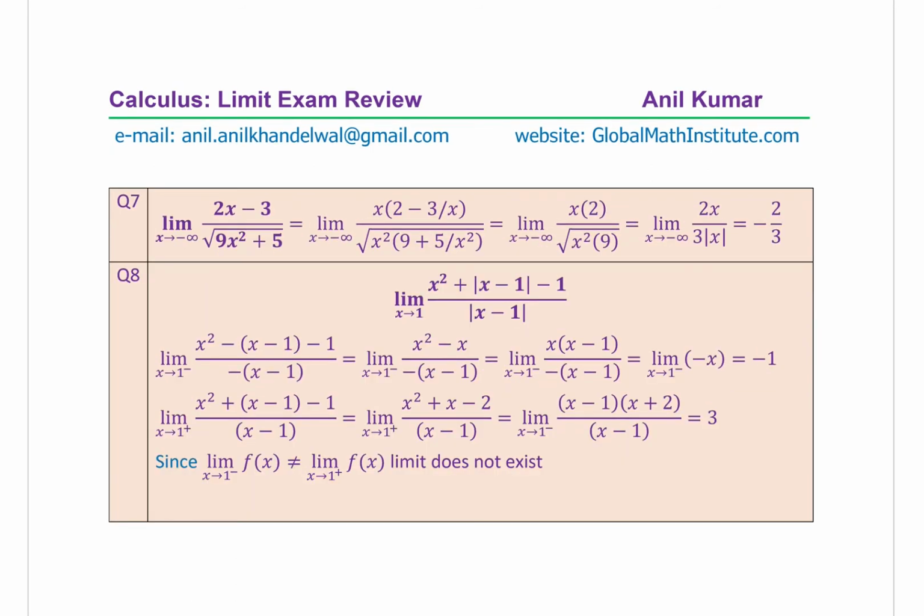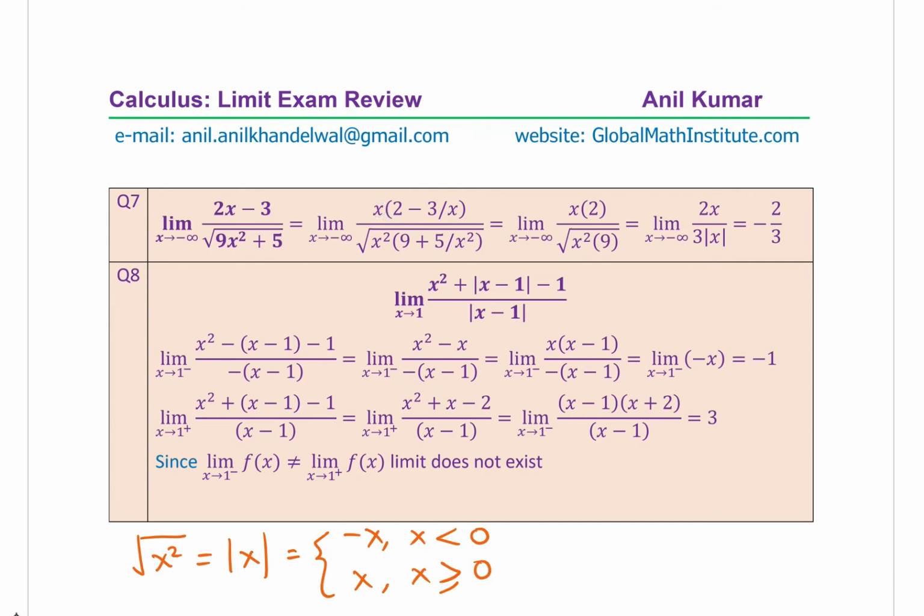Question number 7 and 8 solutions are provided on this page. Now we need to find the limit of 2x minus 3 divided by square root of 9x squared plus 5. Now remember what we had been talking about, which is that square root of x squared is equal to the absolute value of x, and this is equal to minus x when x approaches from the other side of 0, and it's plus x when x is greater than 0. We take the positive value on the right side. Of course, when it is in the denominator, we have to take care of the domain of the function.